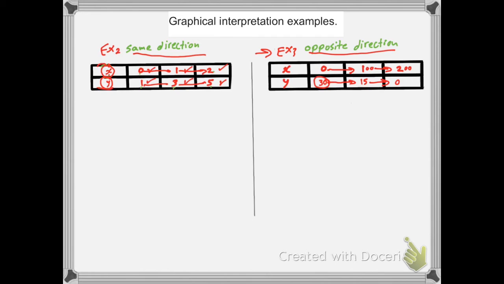Okay, this will affect the correlation. If both of them have the same direction, then r in this case will be a positive value. And if they have different or opposite direction, that means when you compute r it will be a negative value. Okay?